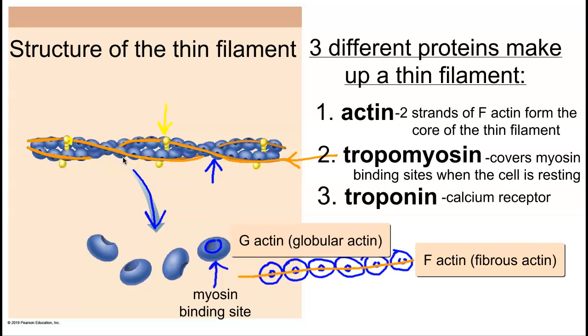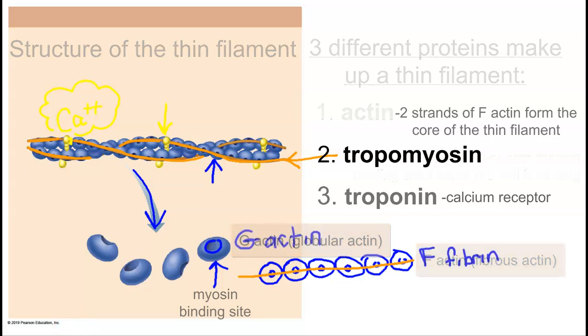Calcium is going to play a regulatory role in this too. In other words, I bet if calcium was available and calcium binds to troponin, that's going to be the trigger that's going to move tropomyosin out of the way, exposing the myosin binding sites on the actin core. Let me show you what I mean.